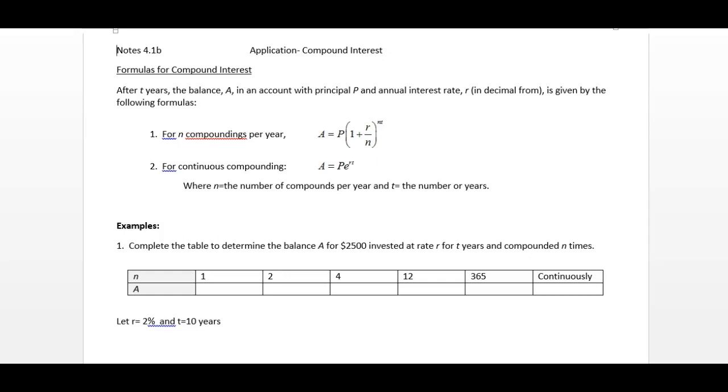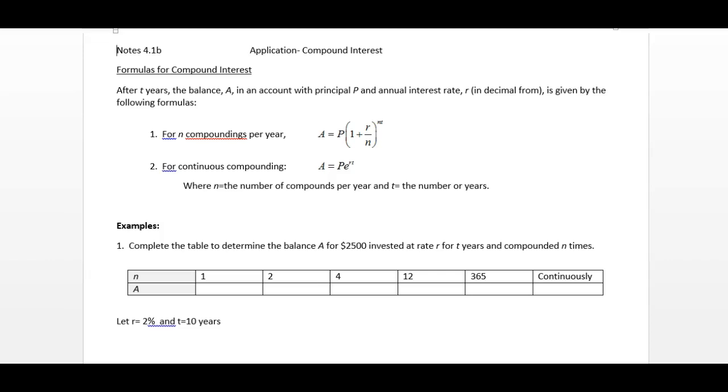All right, in 4.1b, we're looking at how do we apply some of this exponential stuff. And a good application is compound interest. So there are some formulas that are used by financial banks or whatever to calculate compound interest. And there's two of them, okay? And there's some variables in there, you need to know what they are.